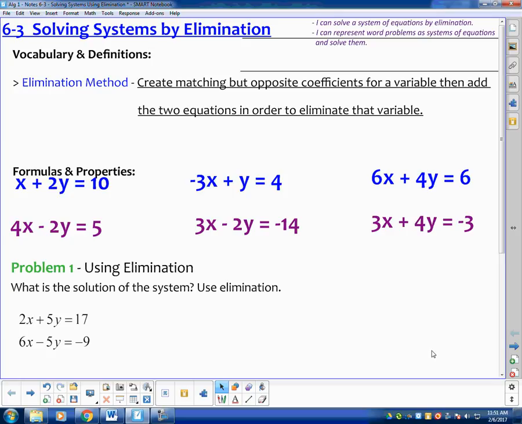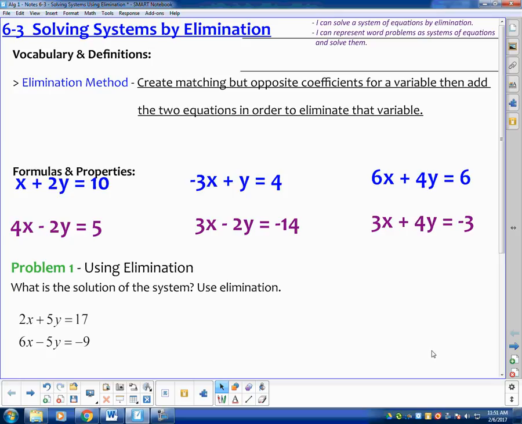Yes, those are three different examples. You can see, here's what I mean. In this first example, see how the positive 2 is in front of the y? And the negative 2 is in front of the y below it? When I add those equations together, the y will end up disappearing. So that's the idea behind elimination.